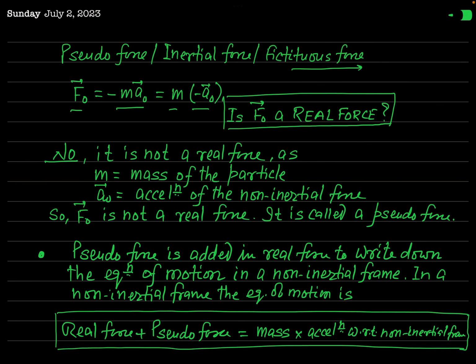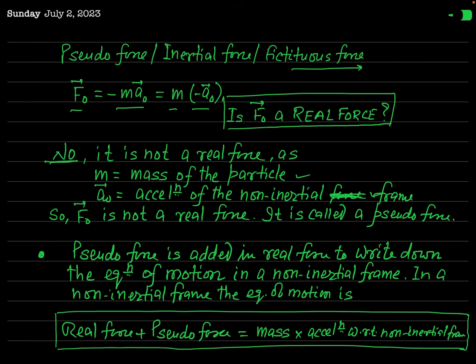And I have written here, is F naught a real force? The answer is no, it is not a real force, because m is the mass of the particle and a naught is the acceleration of the non-inertial frame. When we multiply the mass of a particle with the acceleration of the same particle, then we get force. Here the mass is of the particle and the acceleration is of the frame. So this product will not give a real force. It is not a real force, but it is a pseudo force.